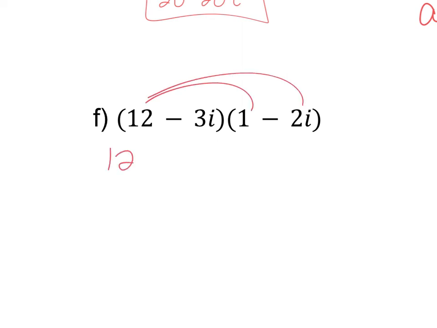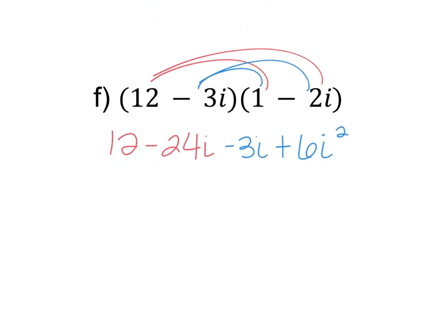Okay, distribute. That would give you 12 minus 24i. Distribute the negative 3i. Don't forget the negative. Negative 3i times 1 is negative 3i. Negative 3i times negative 2i would give you positive 6i to the second power. But, as you remember, i to the second power turns into negative 1, which makes this positive 6 times negative 1, which is negative 6. Drop everything else down.